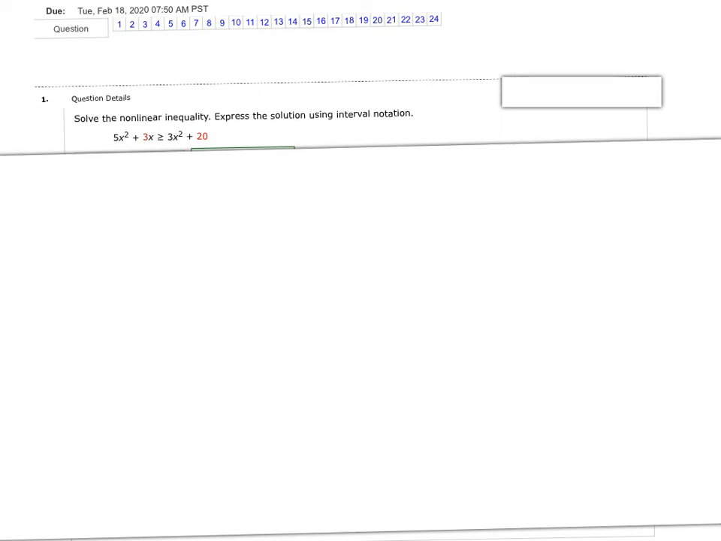All right, let's start off on number 1 here. So for this one, nonlinear inequality, we always want to get one side to 0. So I'm going to subtract the 3x squared and the 20 over here. There we go. All right, so that'll become 2x squared, and then that plus 3x is going to stay there, and then minus 20 is greater than or equal to 0.